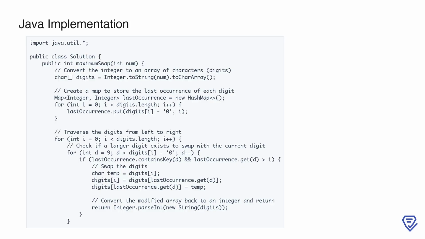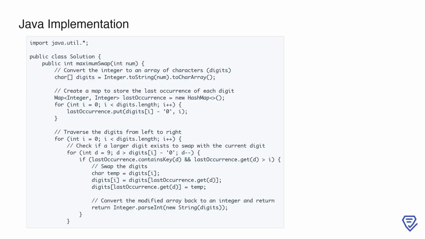First, we convert the given integer into an array of characters, where each character represents a digit. This makes it easier for us to work with individual digits. Next, we create a map to store the last occurrence of each digit in the number. This map will help us quickly identify where a specific digit appears for the last time as we traverse the array. For this, we iterate through the digits array and store each digit along with its index in the map.